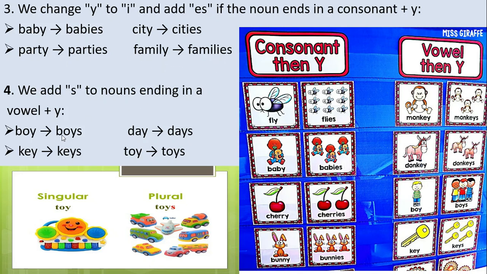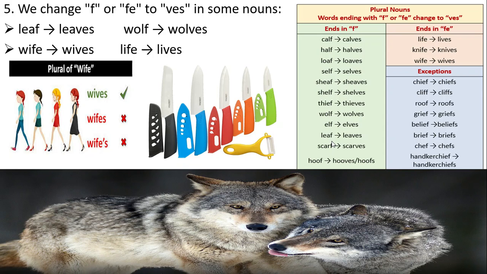Now look here, boys. The word boys ends with y, but y is preceded by the vowel letter o. So what will I do here? I will add only s to make those words plural. Boy, boys, day, days, key, keys, toy, toys. Now several other examples are given here.